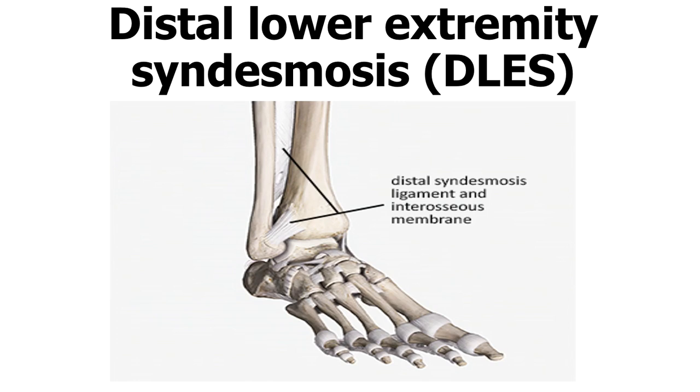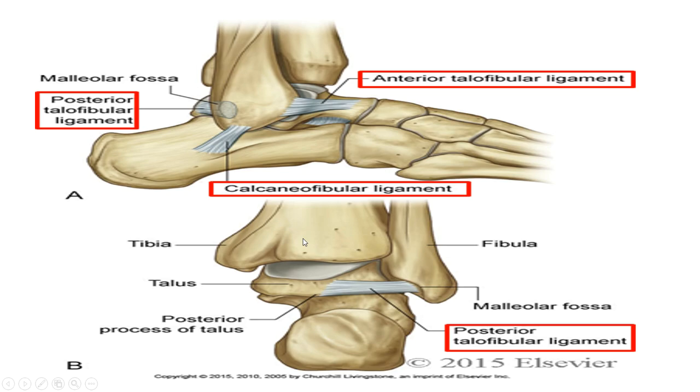So this is the distal lower extremity syndesmosis, and the reason why it's the most important stability factor of the talocrural joint is because it's the one that maintains the socket. It maintains the mortise. So you have the interosseous ligament and the interosseous membrane maintaining the connection between the distal tibia and the distal fibula, and it becomes the most important stability factor. An injury to the interosseous ligament and the interosseous membrane will ensure that you don't have a mortise.